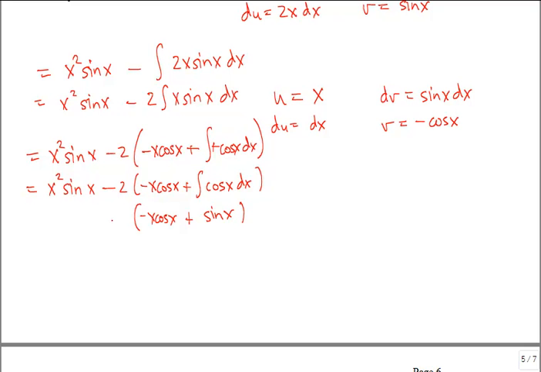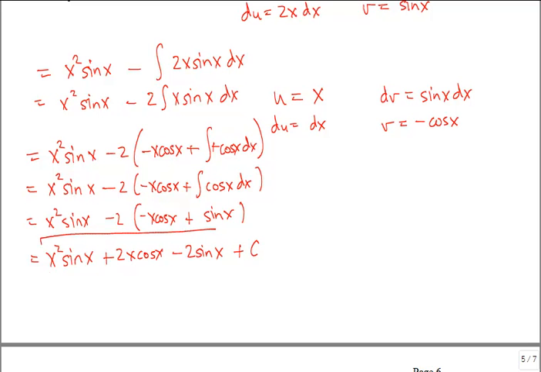So all I need to do now is just distribute my negative 2 across to kind of clean this up a little bit and put on my plus c. So I have x squared sine x plus 2x cosine x minus 2 sine x, and then I have my plus c on the end. And there's my antiderivative.